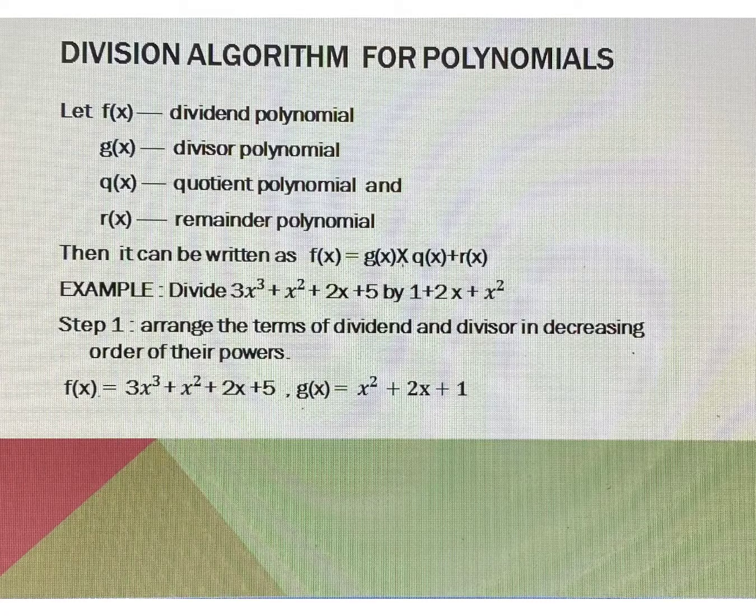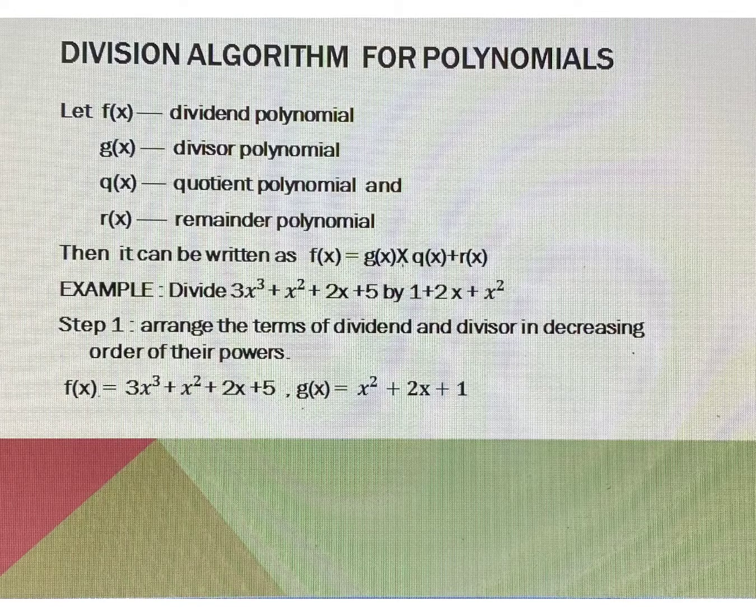Now the last topic of our chapter is division algorithm for the polynomials. We have already studied it in 9th standard and we used to call it as long division method. Now for this, consider f of x as dividend polynomial, g of x as divisor polynomial, q of x as quotient polynomial, and r of x as remainder polynomial. So you can write it in terms of equation as f of x is equal to g of x into q of x plus r of x.